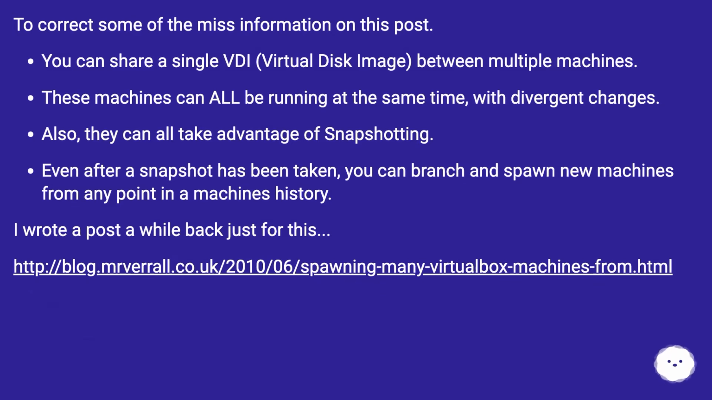To correct some of the misinformation on this post, you can share a single VDI, virtual disk image, between multiple machines. These machines can all be running at the same time, with divergent changes. Also, they can all take advantage of snapshotting. Even after a snapshot has been taken, you can branch and spawn new machines from any point in a machine's history. I wrote a post a while back just for this. This URL.